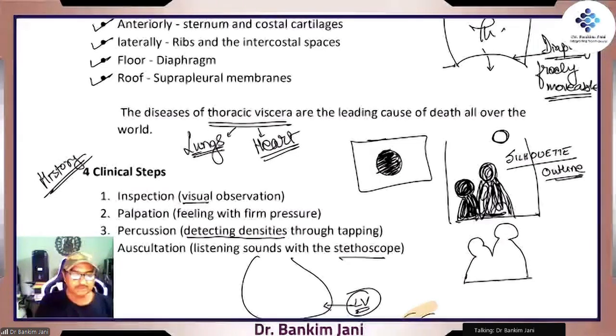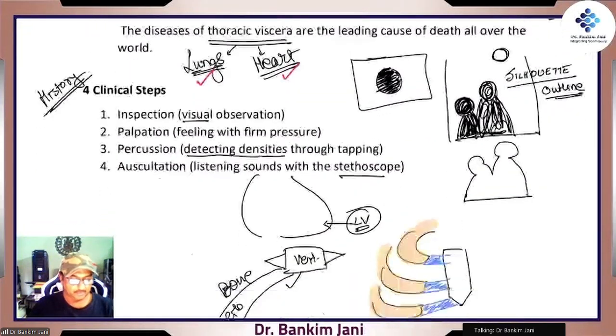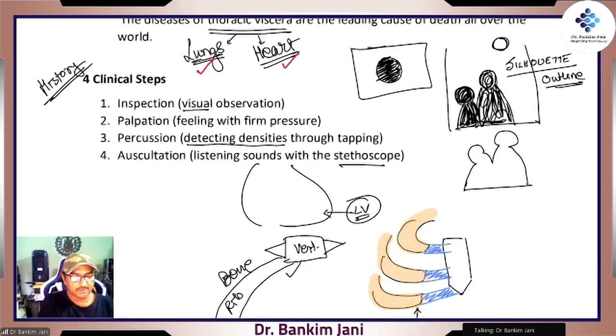So diseases of thoracic viscera are the leading cause of death all over the world. That's why these two organs, lungs and heart, that's what we have taken them for. So clinical steps: history, inspection, palpation, percussion, and auscultation. And this is the method of discussion of any of the condition. Inspection is visual observation, and you just see it. Palpation is when you feel whether there is anything abnormal, or if it is soft, it is hard, right? What we touch and feel.